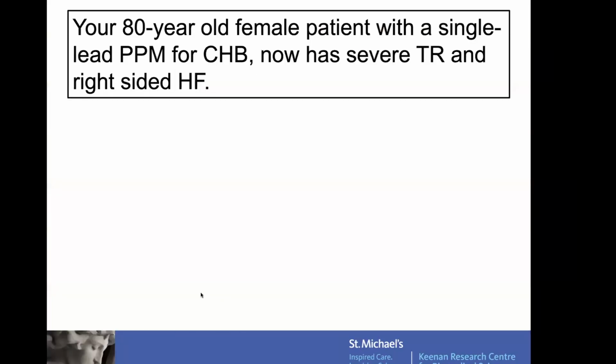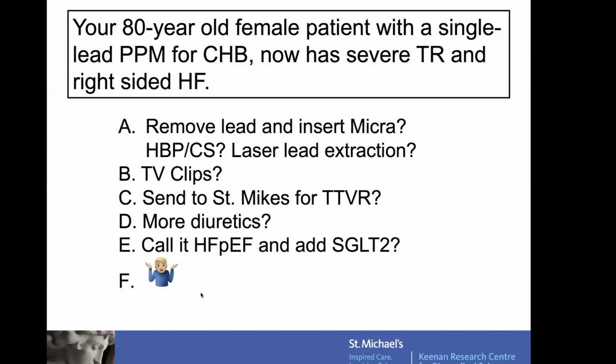So your 80-year-old female patient has a single lead pacemaker for complete heart block, and now has severe TR and right-sided heart failure. This clinical conundrum, I think it's safe to say, has never had so many possible treatment options as there are now in 2024, with advances in EP, structural interventions of the tricuspid valve, and medical therapy. With that stem alone, 10, 15 years ago, there were not this many options.